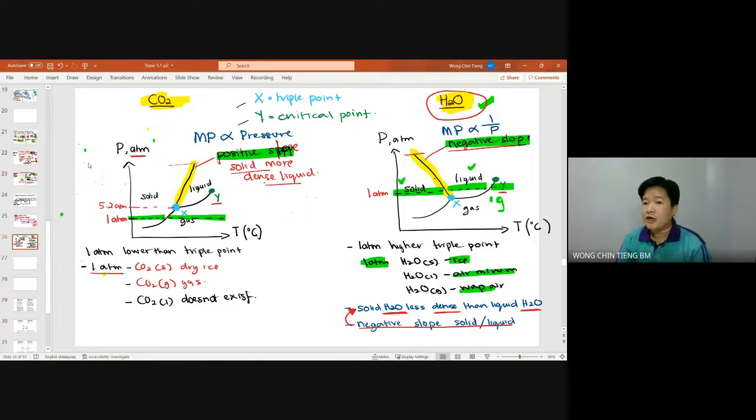Okay? Pressure lagi tinggi, melting point lagi rendah di air. Tapi kalau slope dia positif, melting point adalah directly proportional dengan pressure. Pressure lagi tinggi, melting point lagi tinggi. By the way, why we are talking about melting point? Because it's changing from solid to liquid. We melt the solid. Okay?